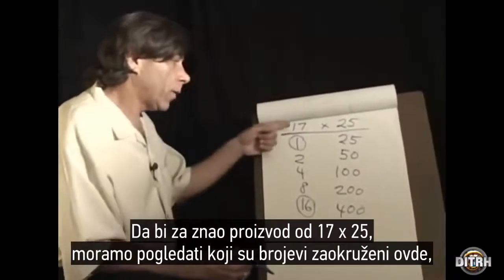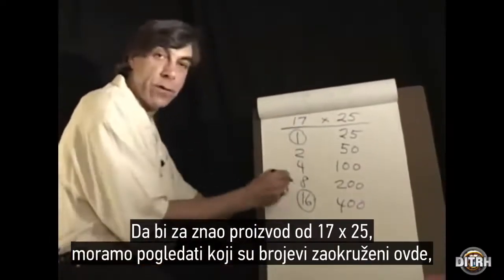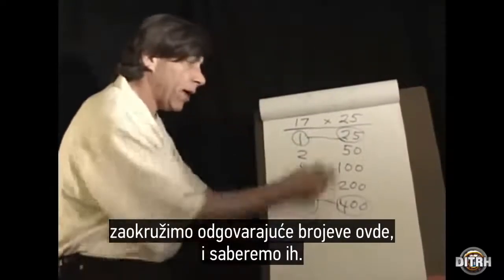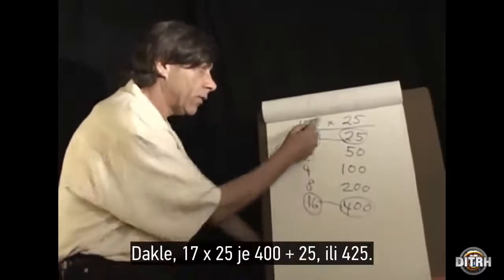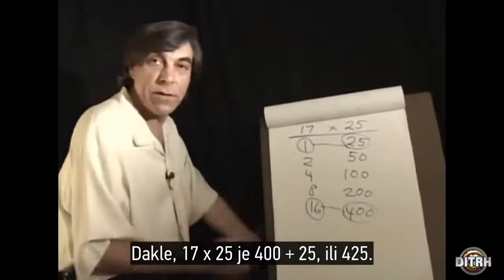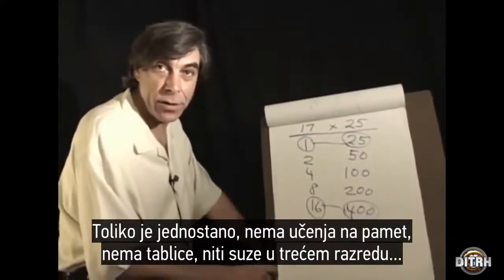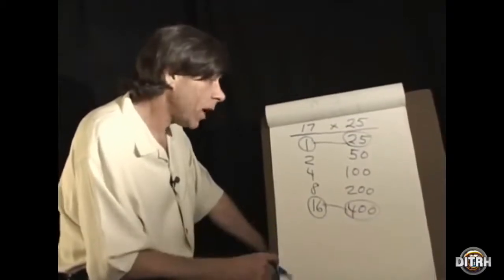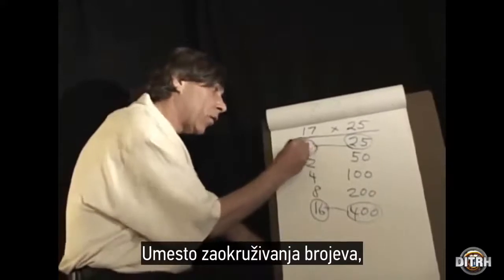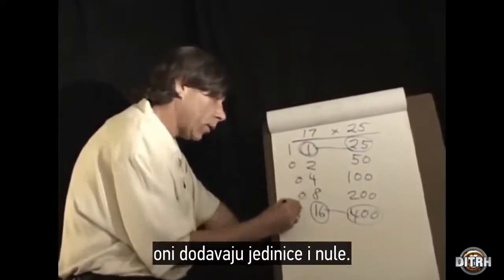So in order to know the product of 17 times 25, we just have to look at which numbers are circled over here and circle the corresponding ones over here and add them together. So 17 times 25 is 400 plus 25, or 425. It's that simple. No memorization, no times table, no tears in the third grade about this. And this is how computers do it as well, except instead of circling or not circling a number, they would have a 1 or a 0.